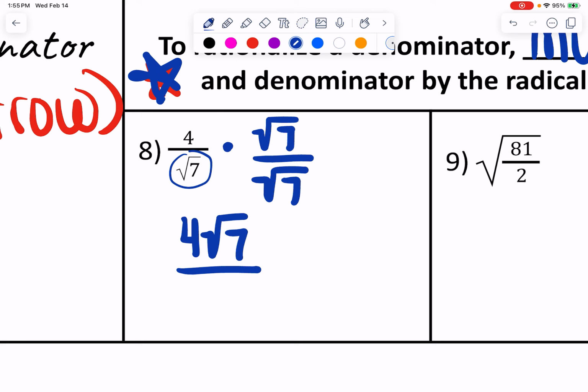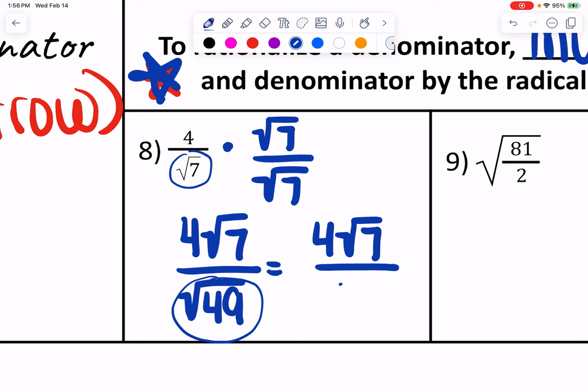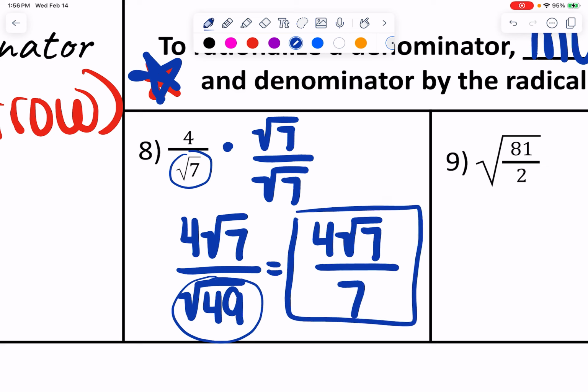Since both the 7s are in the radical, you can multiply them together to get 49. You still have that square root sign because it doesn't just go away. But now, looking at that, the square root of 49 is just 7. So on top, you have 4 square root of 7 over 7. That's your answer. Okay, so essentially you just drop the radical in the denominator when you multiply top and bottom. Okay? All right.